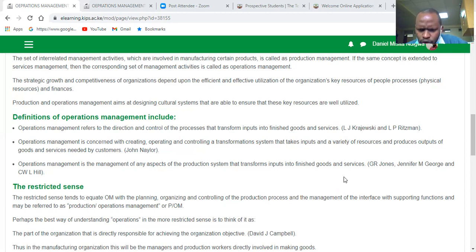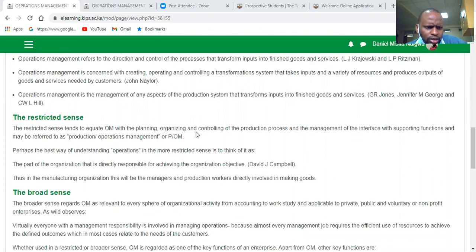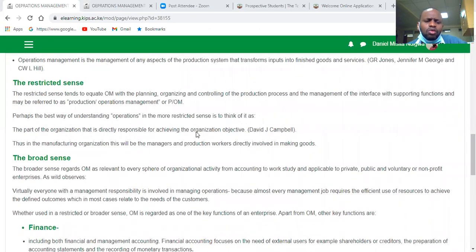Then according to George and Hill, operations management is the management aspect of a production system that transforms inputs into goods or services. So it transforms inputs into goods or services. The other thing we are going to talk about today is the two senses of operations management. Operations management can be viewed in two senses.